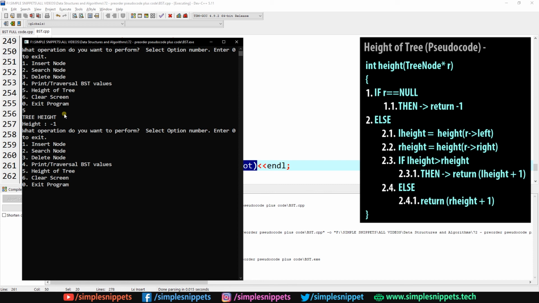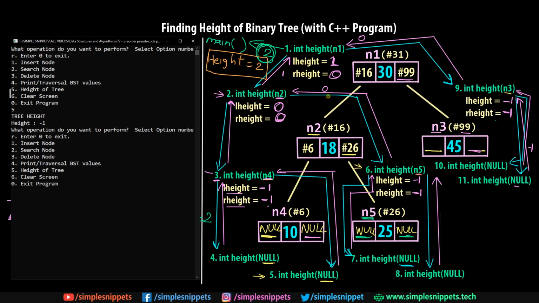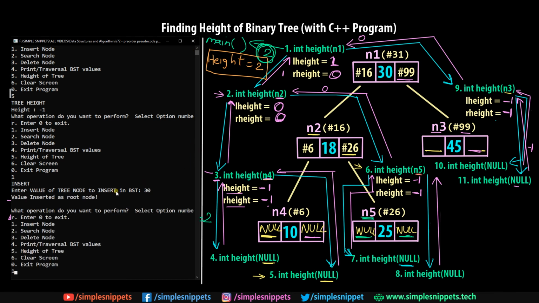Now let's insert some values. Let's insert the same values that we have in our tree in the example that we did. So option 1 over here is for insertion. We've already done the insertion, the search operation and other operations also, so do check out this DSA playlist if you want to know how you can do the operations. So option number 1, hit enter. This is where we enter the value of the tree node to insert in the binary search tree. The first root node is 30. I'm going to hit 30.